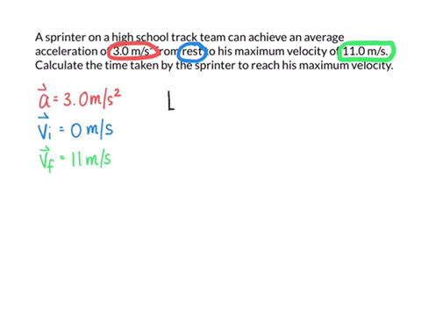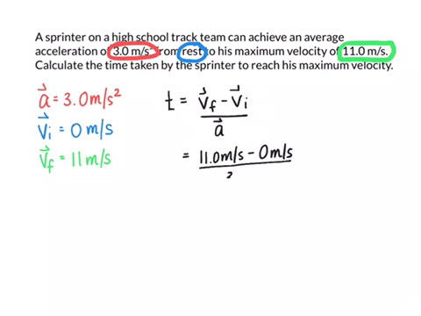So we're just going to take our formula, time equals final minus initial divided by acceleration. So we're going to have 11 meters per second minus 0 meters per second, all divided by 3.0 meters per second squared. So 11 divided by 3 gives us 3.7 seconds as our final answer.